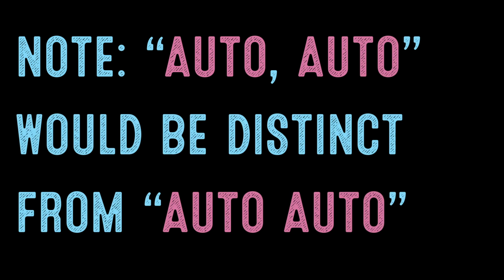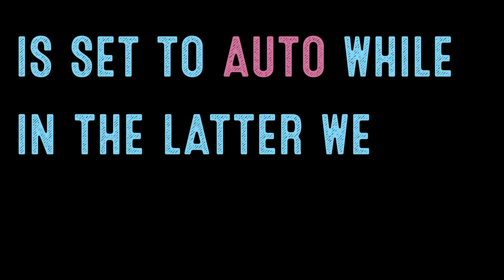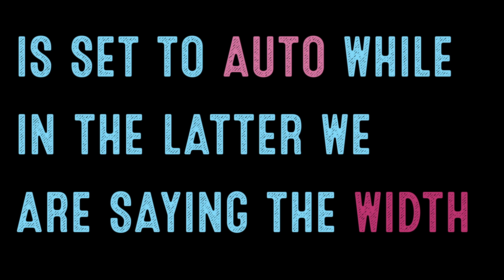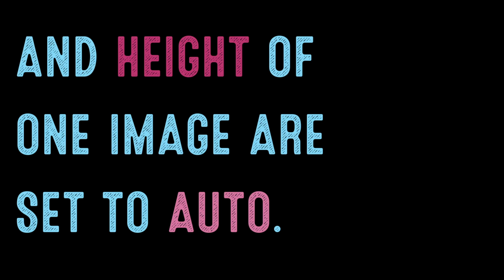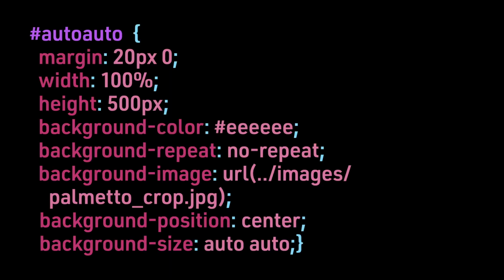Note, auto, auto would be distinct from auto. In the former, we are saying the width of two separate images is set to auto, while in the latter, we are saying the width and height of one image are set to auto. This is the HTML for an example using auto and the CSS.